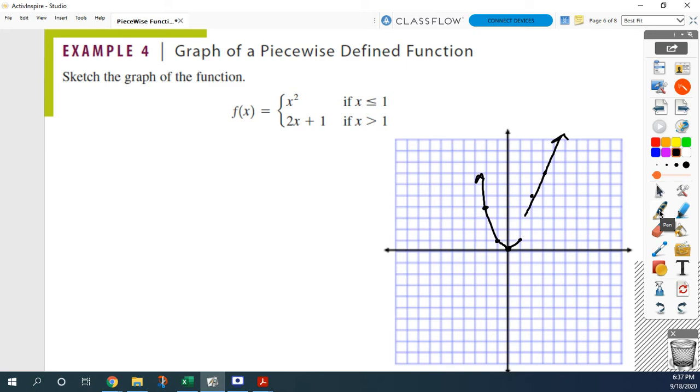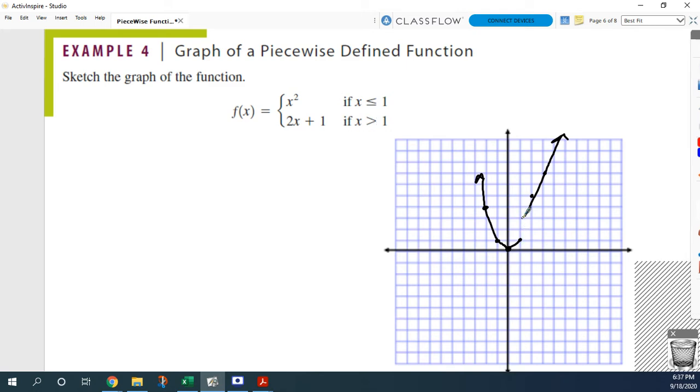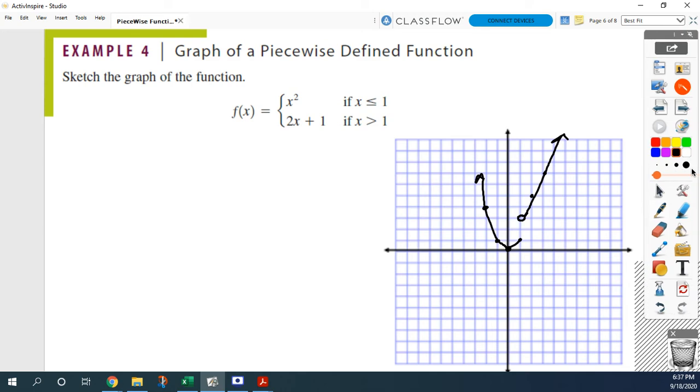But be careful on this one because notice that our 1 does not have an equal to bar. So that means that my 1 does not have a filled in dot on my graph. So that would be the graph for this piecewise function. And if we had more pieces, then we would just continue on erasing and adding the different pieces as we needed them.